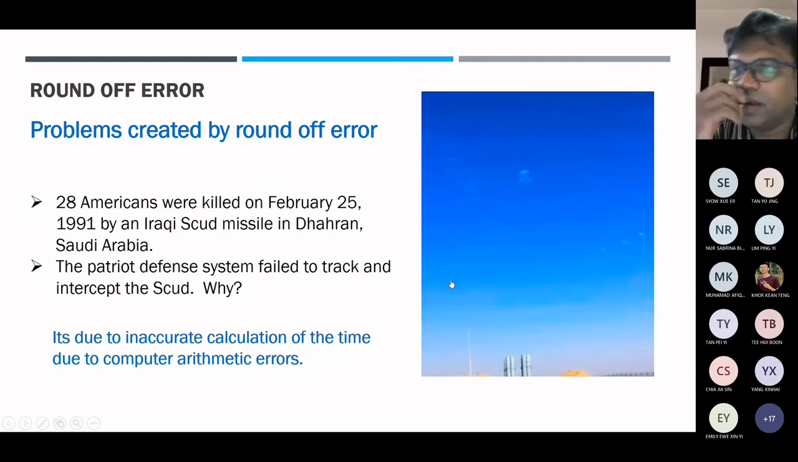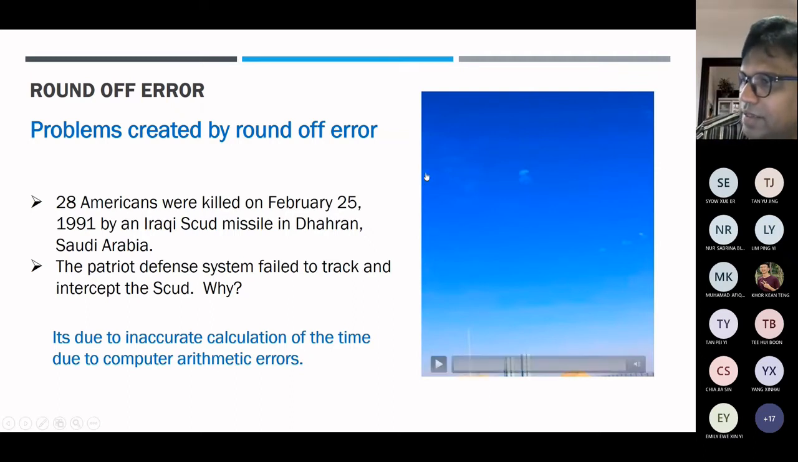Why is the round off error important? It also happens in our real life applications. It is one of them. If you can see there is a video, probably you might not hear the sound. I'm still working on that, but you don't really need sound out of it.